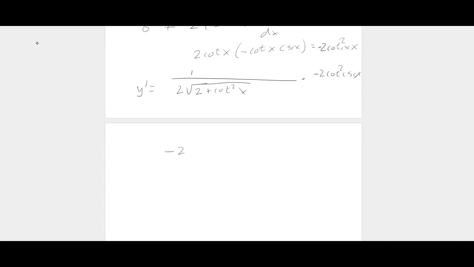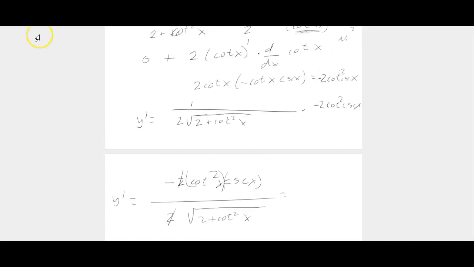You could literally write the answer as negative 2 cotangent squared of x cosecant of x over 2 square root, and make sure you're understanding the separation of those. This is y prime. And pretty clearly you could reduce the 2's if you wanted to, but you don't have to.